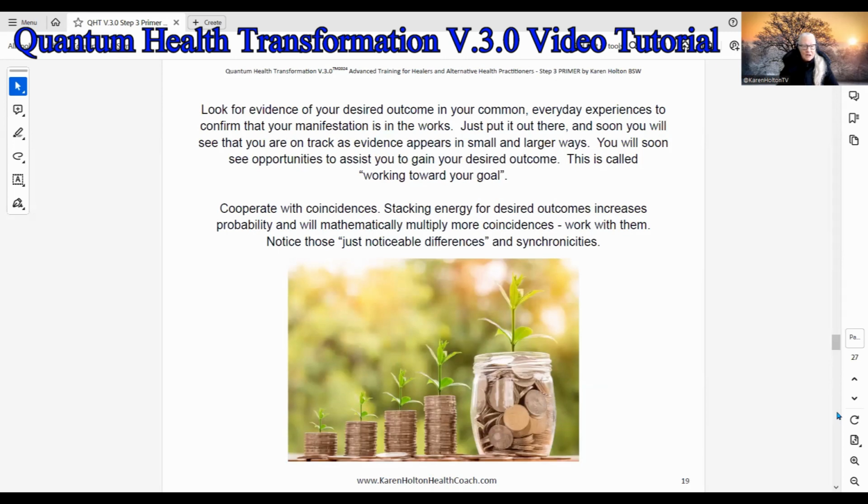Look for evidence of your desired outcome in your common everyday experiences to confirm that your manifestation is in the works. Just put it out there, and soon you will see that you are on track as evidence appears in small and larger ways. You will soon see opportunities to assist you to gain your desired outcome. This is called working toward your goal. Cooperate with coincidences. Stacking energy for desired outcomes increases probability and will mathematically multiply more coincidences. Work with them. Notice those just noticeable differences and synchronicities.